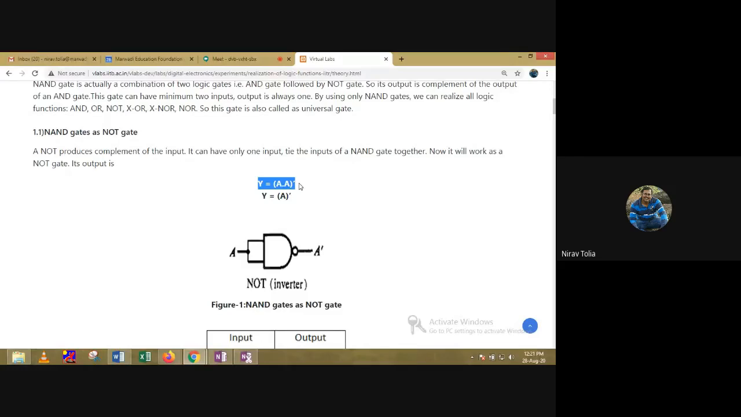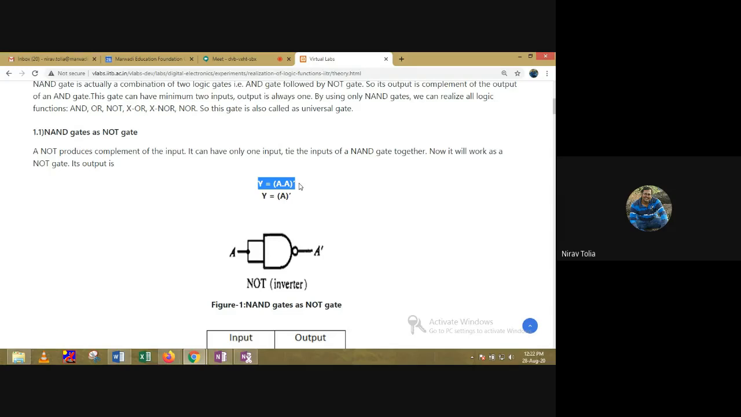The equation of the NAND gate is Y = (AB) bar. But here the input is the same, only a single input A, so the equation is A into A. Now what is the value of A into A? A into A is not A square. In mathematics A into A is A square, but in digital electronics, A into A is A only. Why is it so?